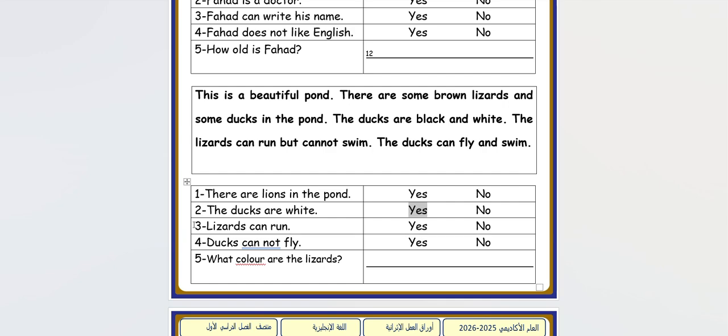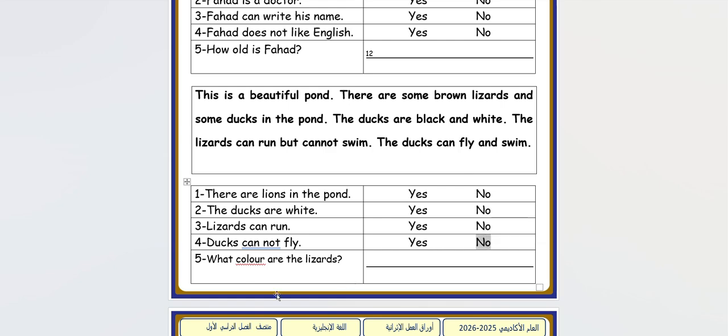Question number 3. Lizards can run. Can the lizard run? Yes, that's right. Here, the answer is here. Lizards can run. So we put a circle around yes. Number 4. Ducks cannot fly. No, that's not true. Ducks can fly. Here we can see the ducks can fly. So we put a circle around no.